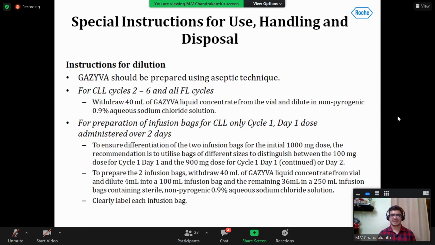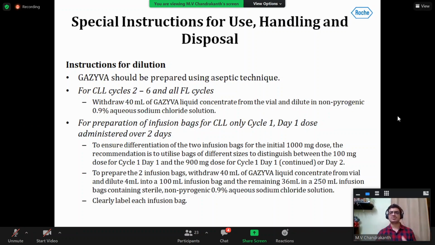The first day and the second day have to be divided as far as obinutuzumab is concerned, 100 on day 1 and 900 on day 2, and we must differentiate the bags. So to prepare the 2 infusion bags, we have to withdraw 40 ml of Gazyva liquid concentrate from the vial and dilute 4 ml into a 100 ml infusion bag, and the remaining 36 ml in a 250 ml bag, which contains sterile non-pyrogenic 0.9% sodium chloride. So we must clearly label whenever we use.